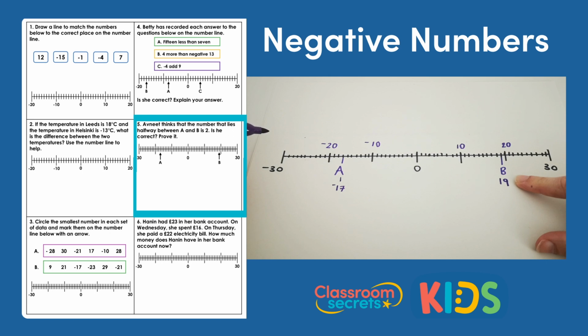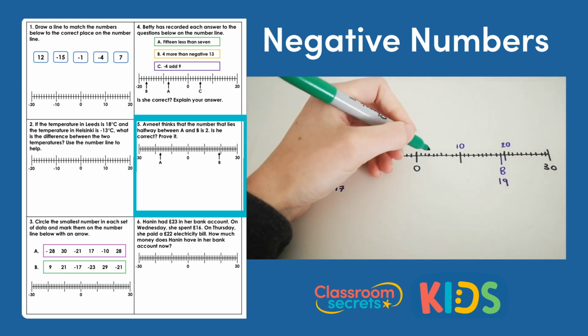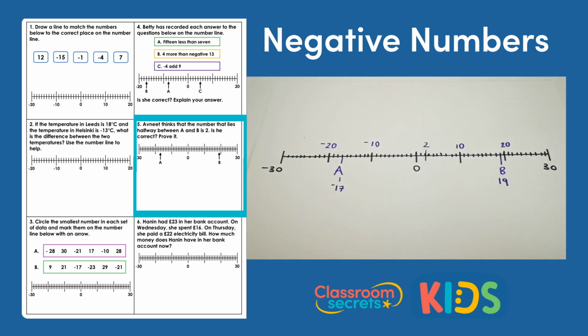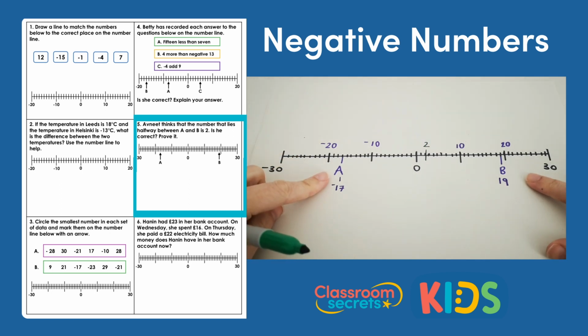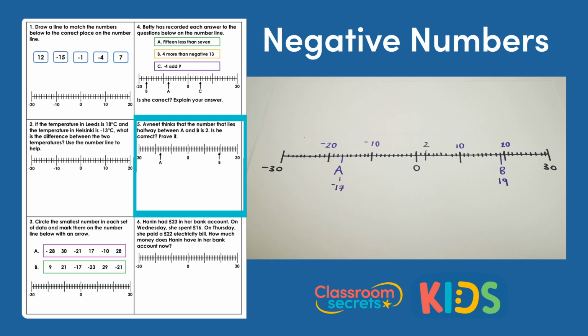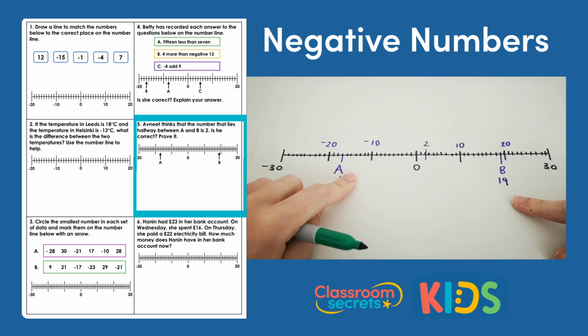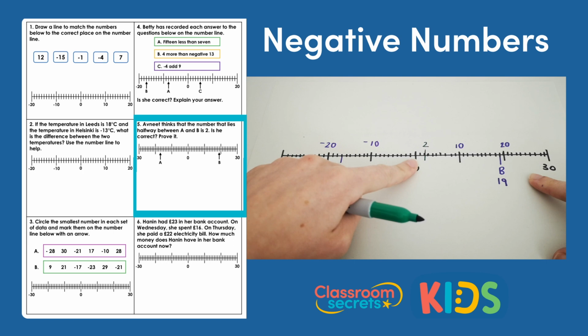Avni thinks that the number halfway between A and B then is 2. So if we find the number 2 on our number line, which is here, Avni thinks that's halfway between point A and point B. So let's check. If it is halfway between, the difference between 2 and 19 will be the same as the difference between negative 17 and 2.